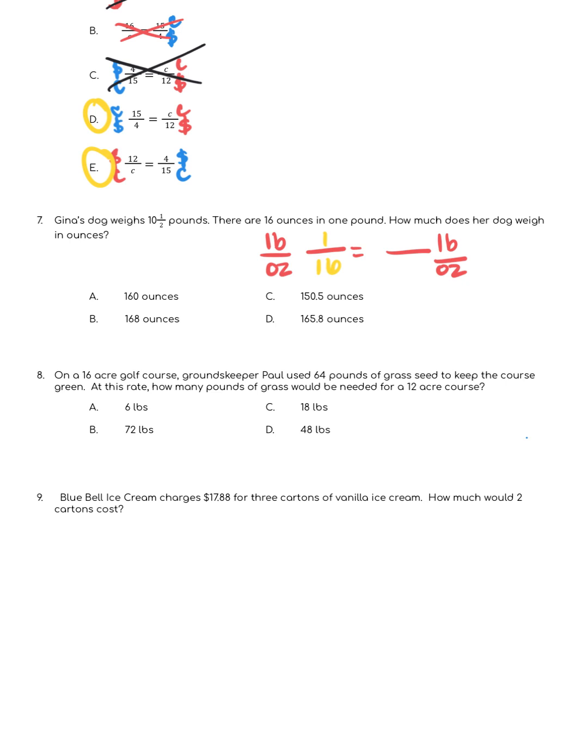And then I know I have 10.5 pounds. I can write that as 10 and 5/10. And then I want to know how many ounces, so that's X. Now I could do cross products.